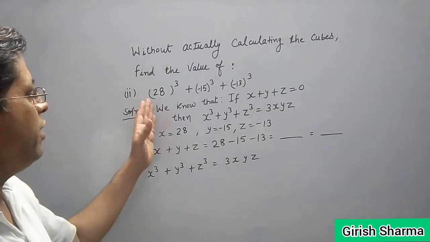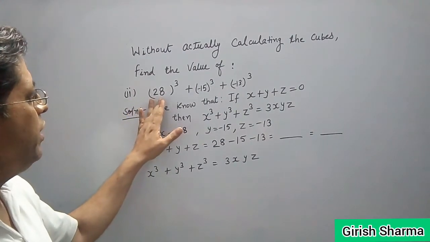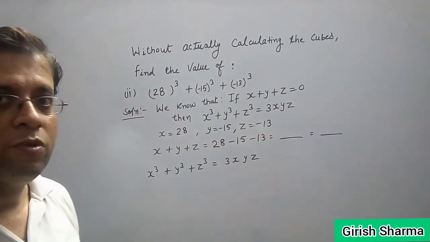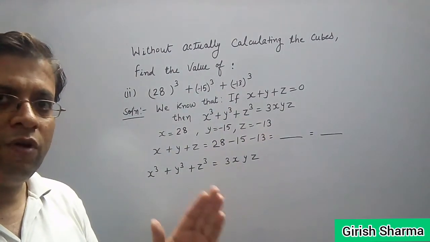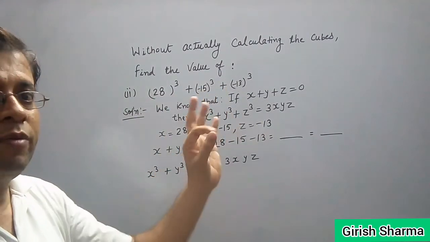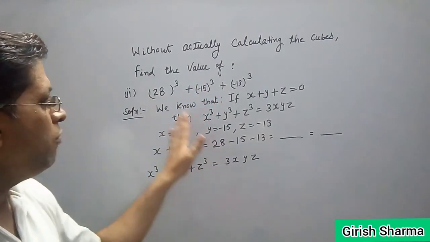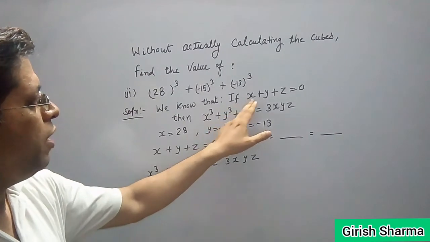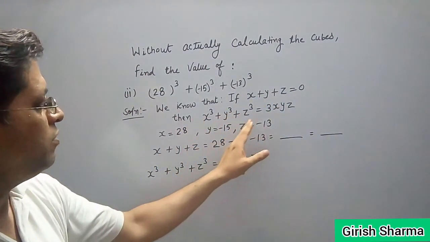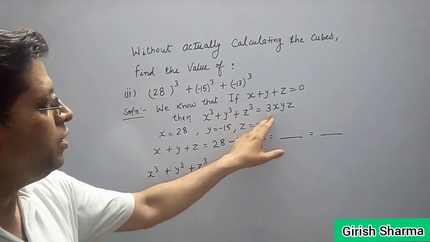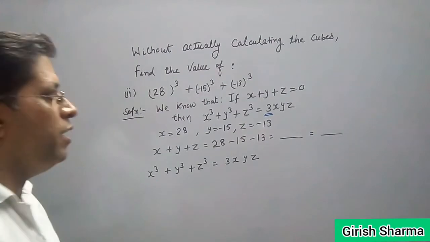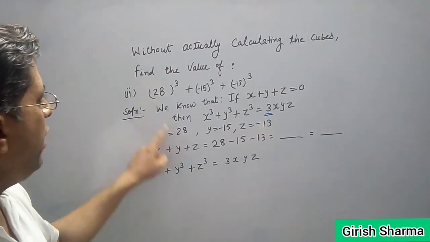Now see the second one. 28 cube plus minus 15 cube plus minus 13 cube. You have to judge. What you have to judge? Here is 28 and here is minus 28. It will become 0. It means you have to use this formula. If x plus y plus z equal to 0, then x cube plus y cube plus z cube is equal to 3xyz. Never forget 3. This is 3xyz.